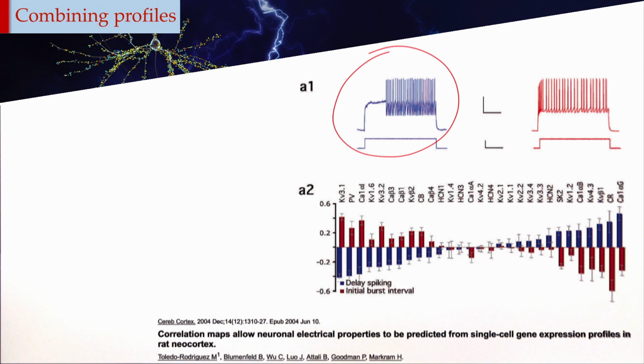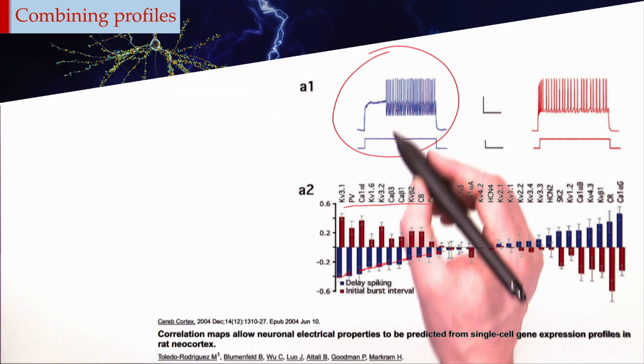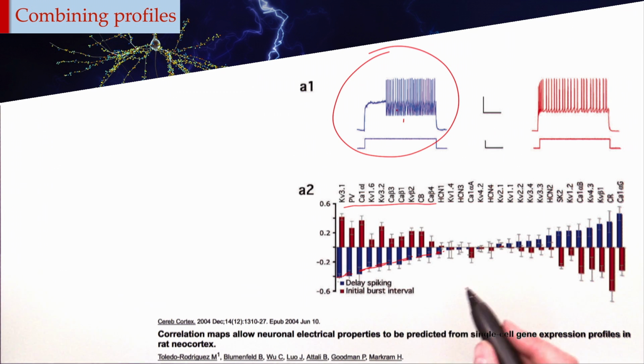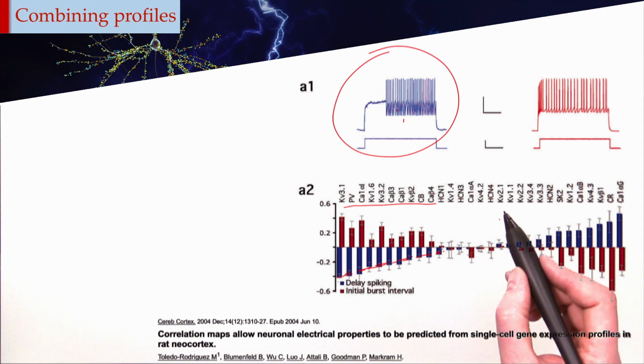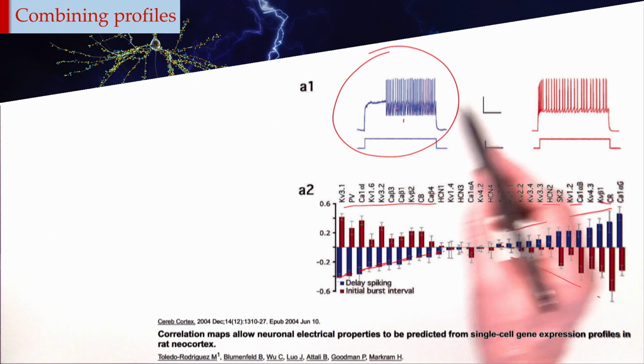So here you see an example in this blue cell. These are the genes that are sort of negatively correlated, which means that it's highly unlikely to find these genes in the blue cell. But it is highly likely that you'll find these genes in the blue cell. And here, it's the opposite.